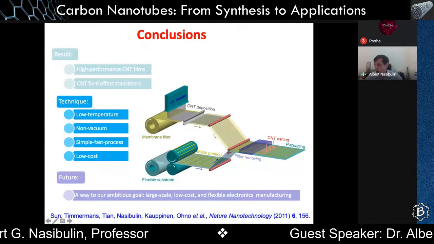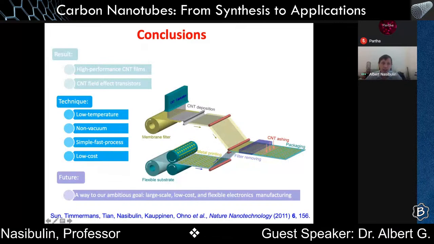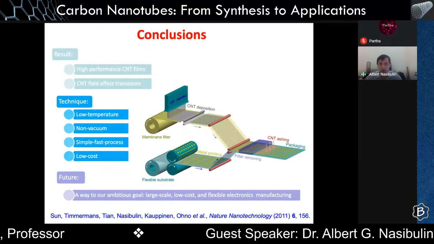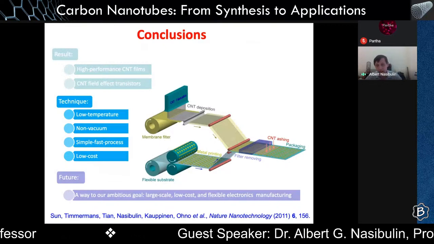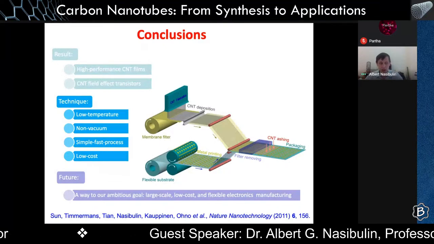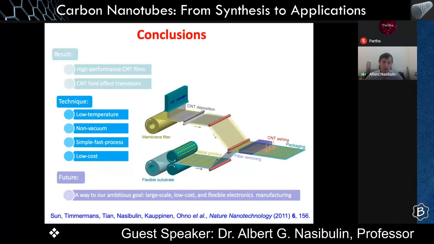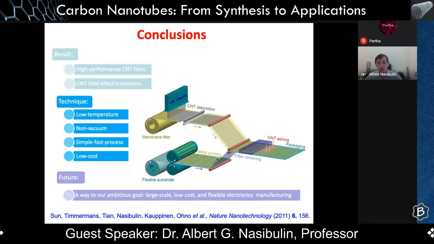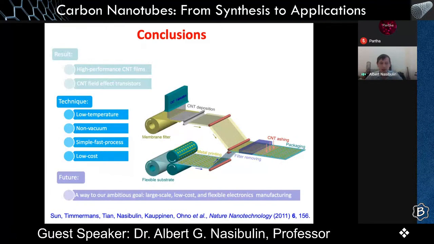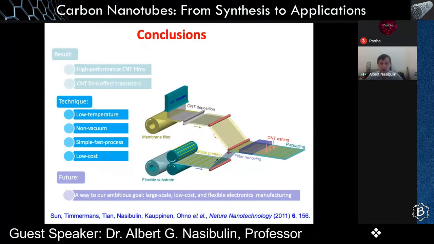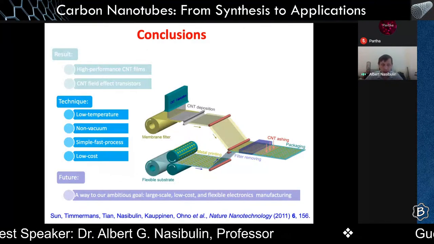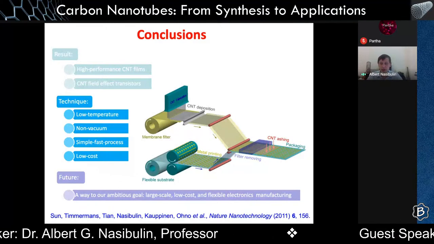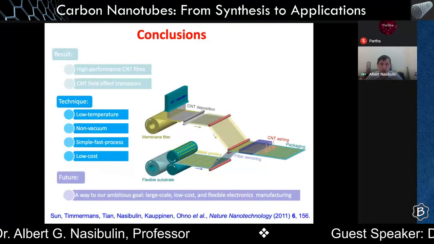I hope I was able to prove to you that single-wall carbon nanotubes produced by aerosol synthesis show high performance. They could be utilized in many applications. I wasn't able to cover even all the applications we have been working on. Since the technology is low temperature, doesn't require any vacuum, and is a very simple, fast process and low cost, I believe it has a really great future and could be widely used for the synthesis of carbon nanotubes in the nearest future.